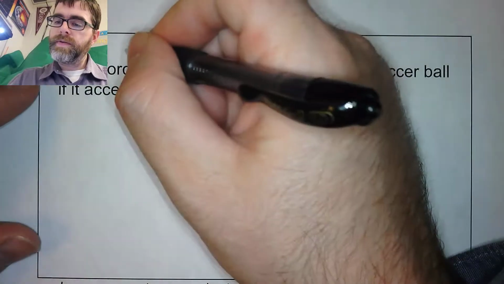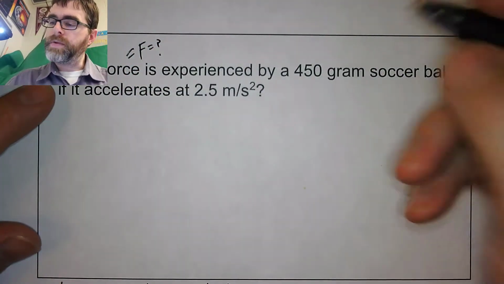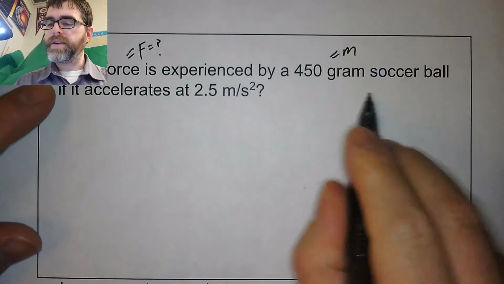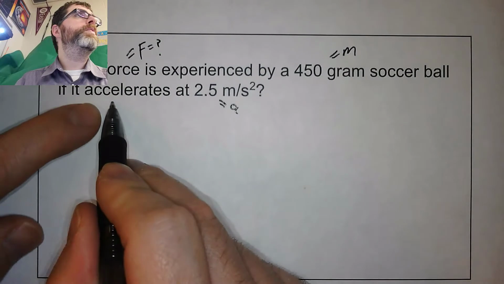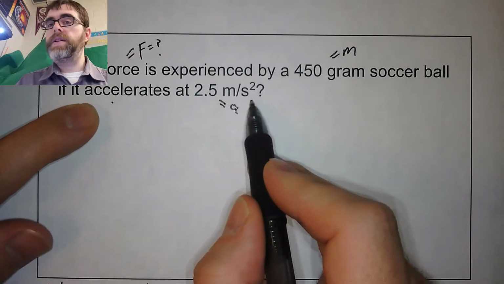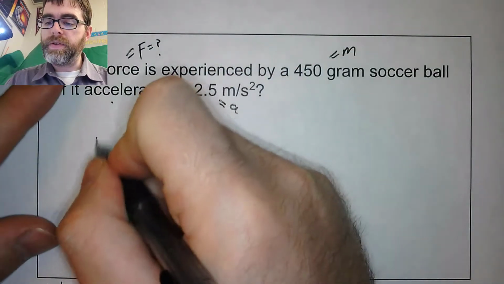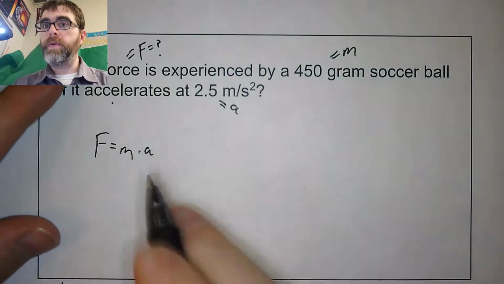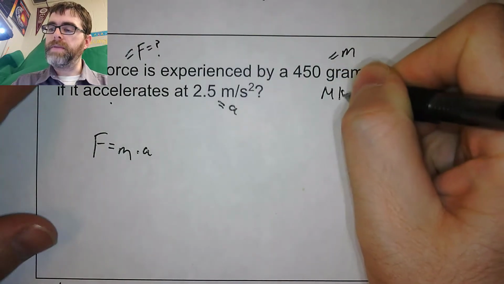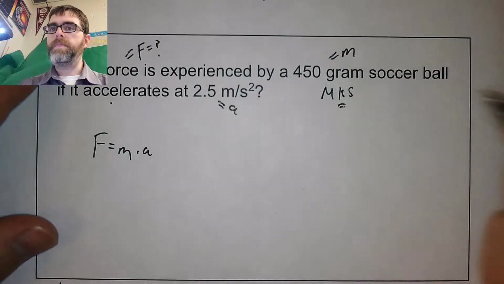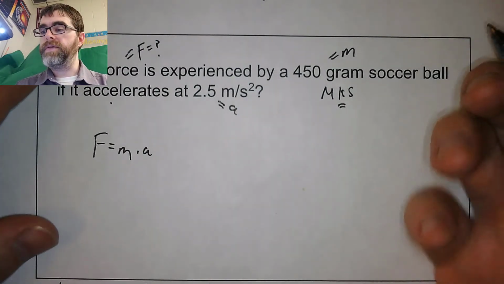What force is experienced by a 450 grams, of course, is a mass, soccer ball if it accelerates at 2.5 meters per second squared? And we wouldn't have to be told accelerates here because, again, the units tell us that, but this just means that we're going to use F equals ma. However, before we can do that, remember that we are using a special case of the metric system called the MKS system, where our masses are always in kilograms. We don't use the grams base, we use the kilograms prefix on it.